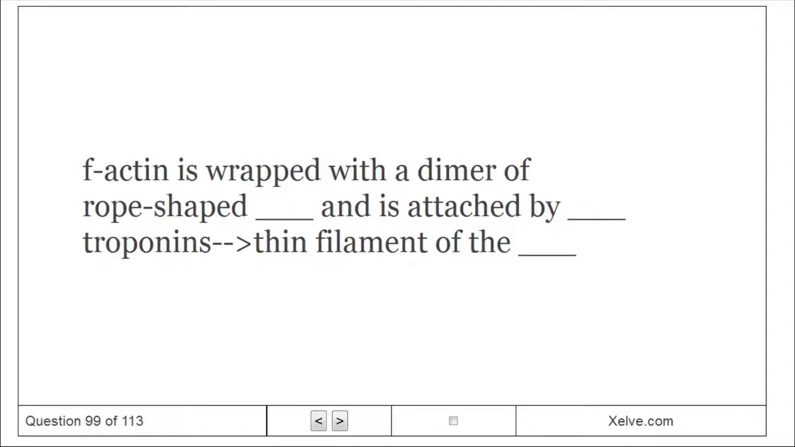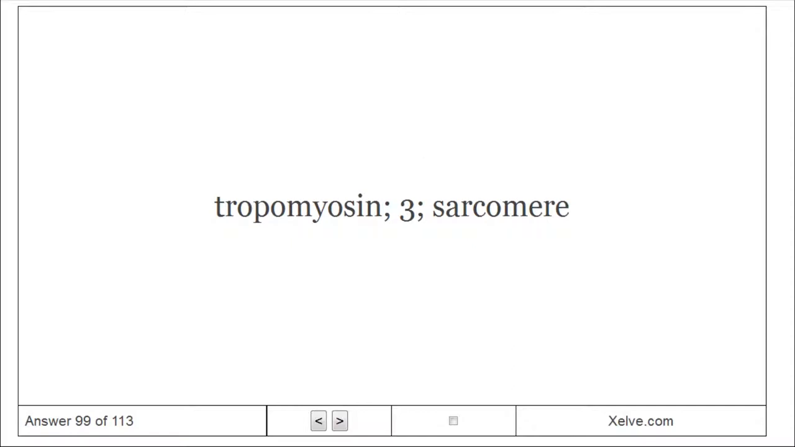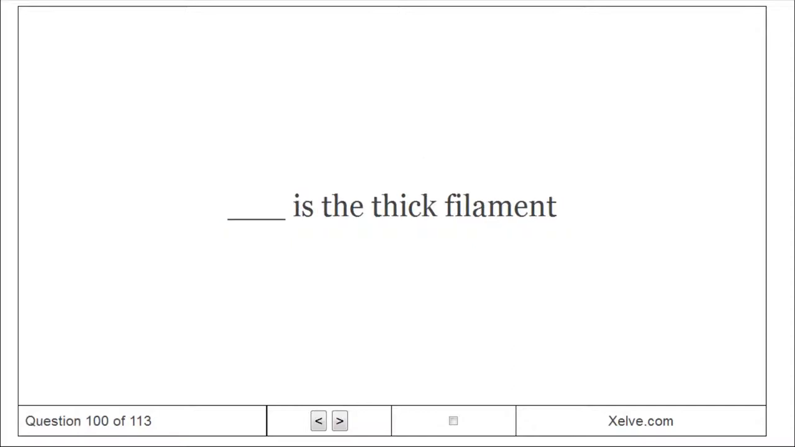F actin is wrapped with a dimer of rope-shaped tropomyosin and is attached by troponins to the thin filament of the sarcomere. Myosin is the thick filament.